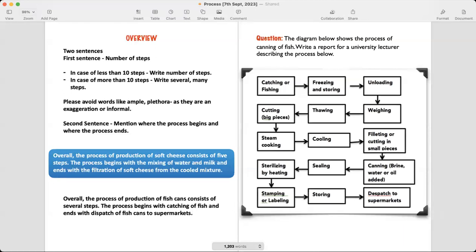That's it. So that's your overall. It's as simple as that. It's not at all complicated. Once you learn the process, it's just repetition. So the process of production of fish cans consists of several steps. The process begins with this step and ends with this step. That's it.